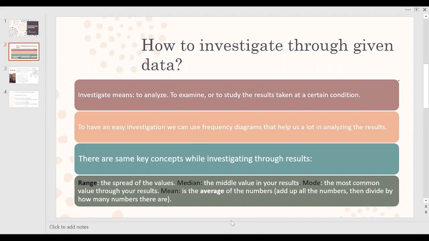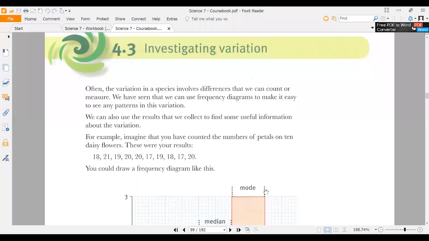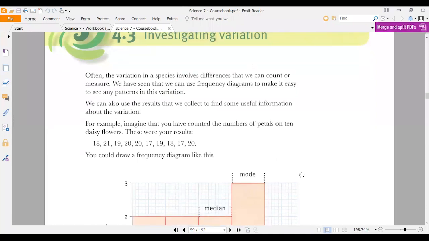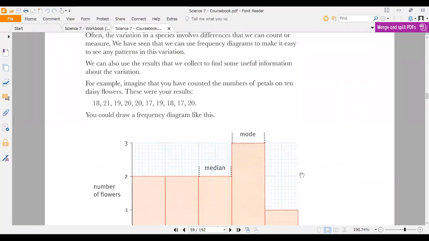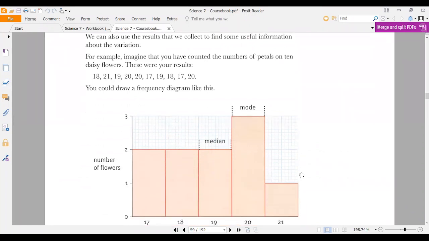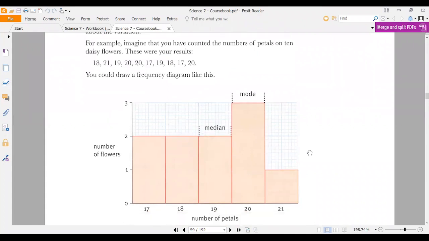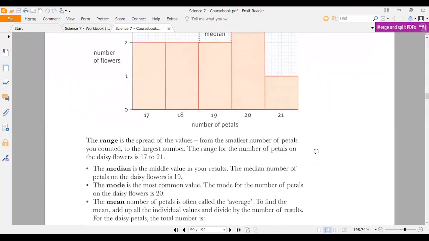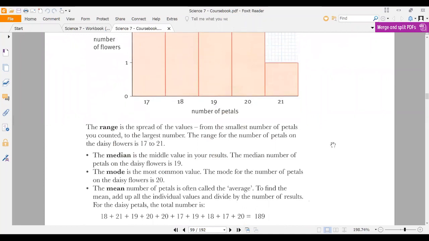Please open your books on page 58, as we said. And there is an example given in there where they collected some daisy flowers, and they're going to count the number of petals, okay? We're going to find out how many petals these collected flowers have, okay? Now, the key terms that we're going to deal with while investigating frequency diagrams are the range.